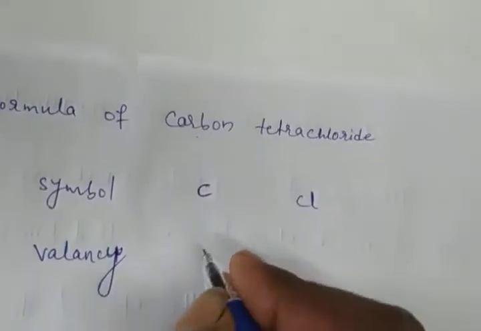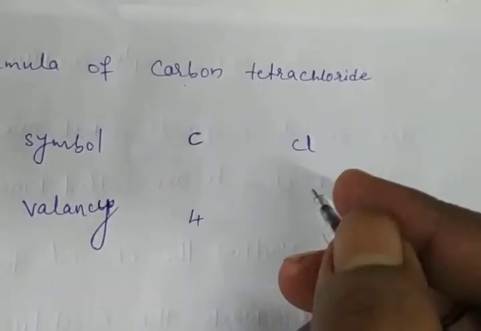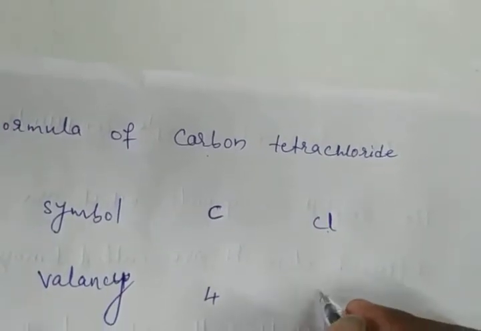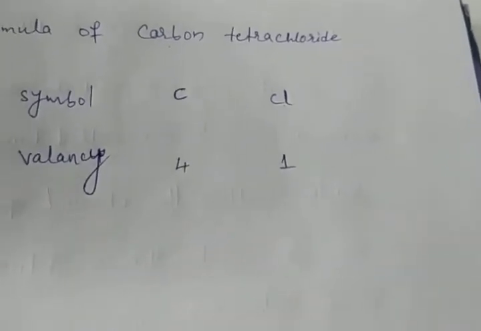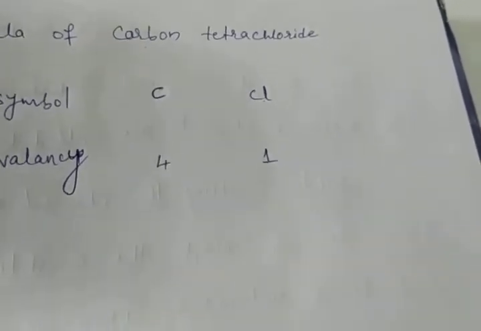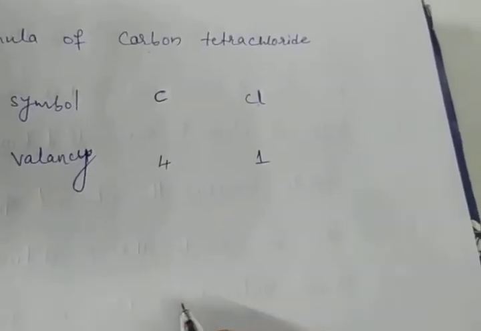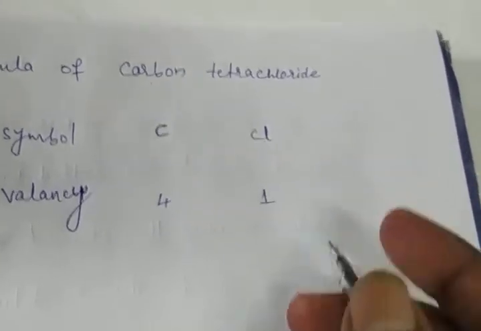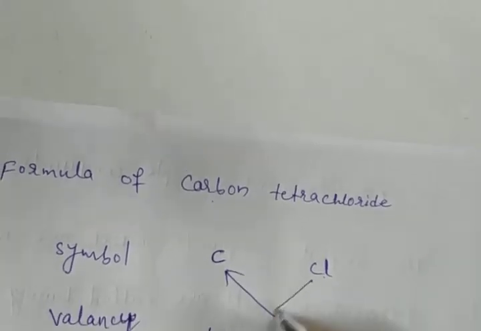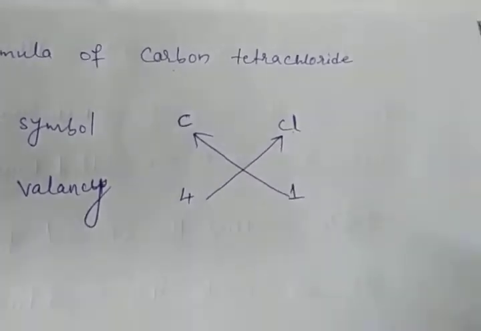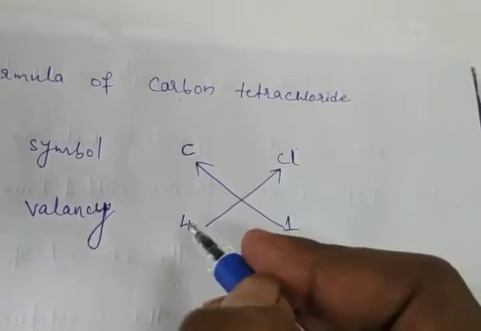Then valencies. What is the valency of carbon? Carbon valency is 4. What is the valency of chlorine? Chlorine valency we have already discussed, 1. Chlorine and hydrogen, these have valencies of 1. Okay, then what we have to do? We have written the symbol and valencies, then crisscross. Crisscross means cross over the valencies with the combining atoms. Then crossover. Now, carbon 1, chlorine 4.